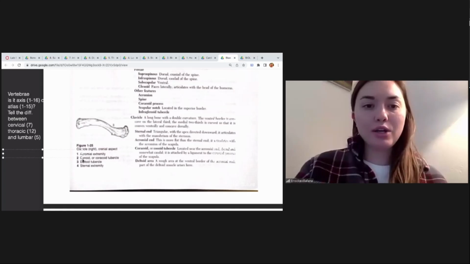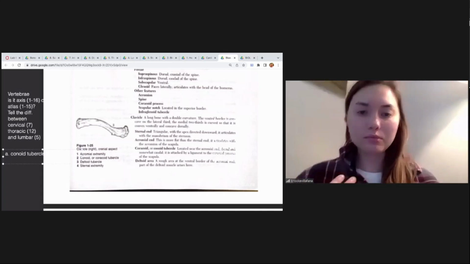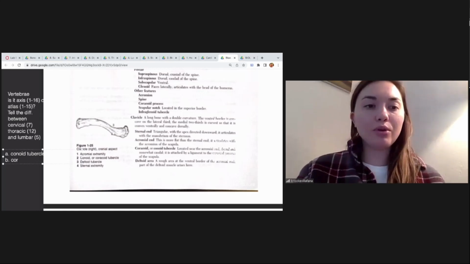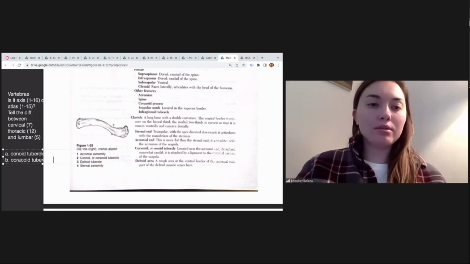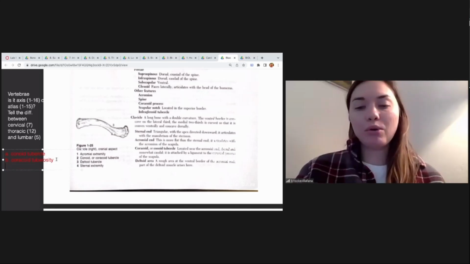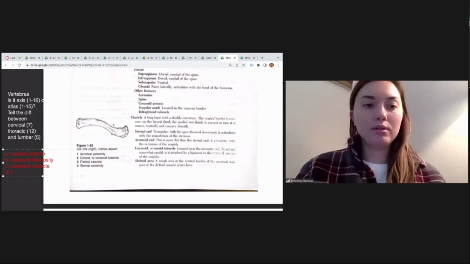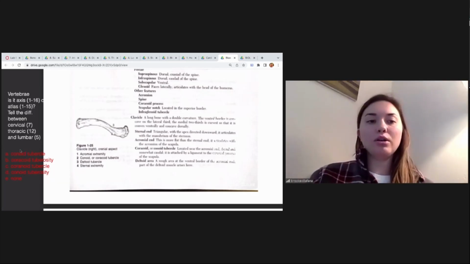So right here, do you guys see conoid or coracoid tubercle? So let's say you're on the exam. So it's option A. Sorry. Conoid, tubercle, coracoid. Need a different color. Let's do red. Conoid, tubercle, coracoid, tuberosity, and coronoid, tubercle, and then I don't know, conoid, tuberosity. Are you guys starting to see how something can start to look like everything else? You really need to pay attention to the details.